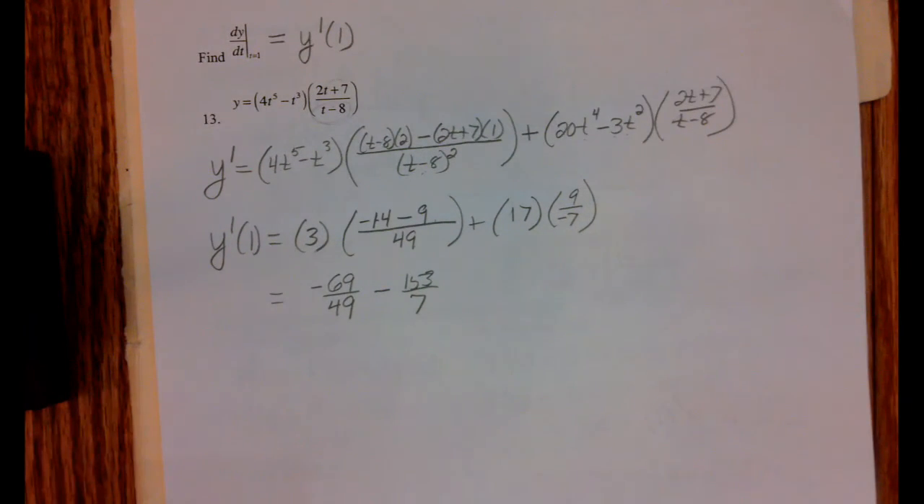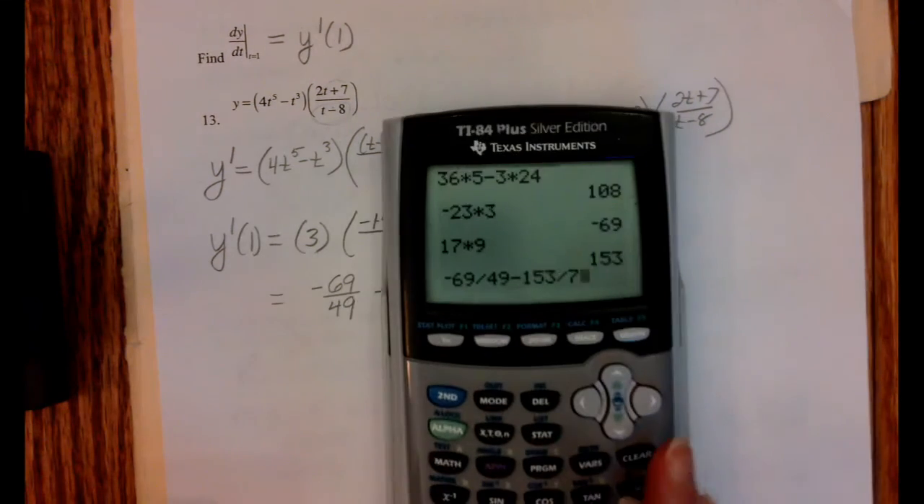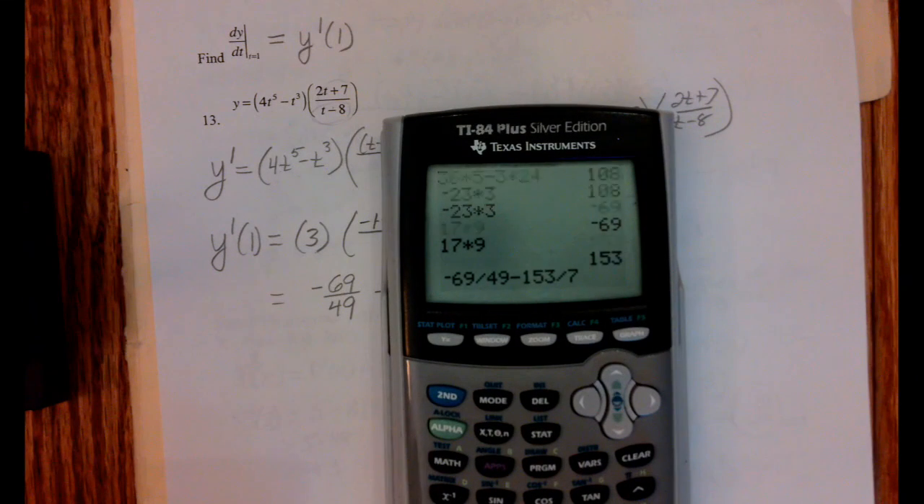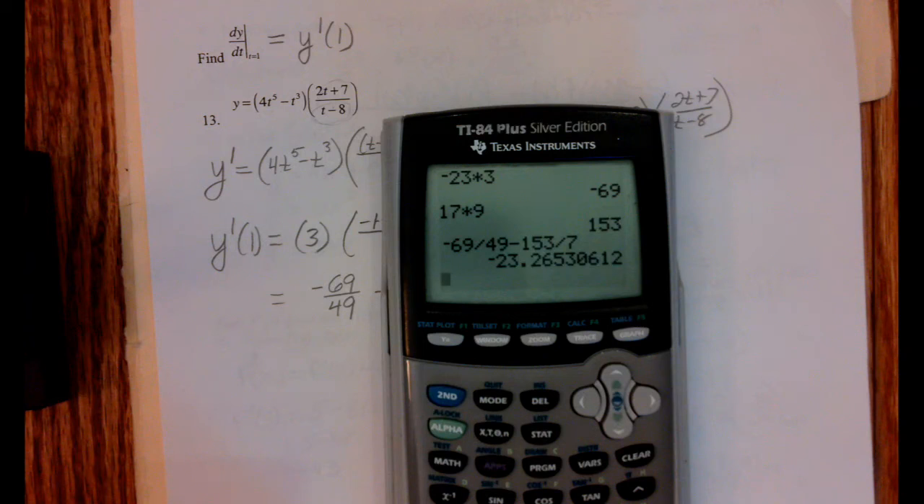And at this point, we'll grab our graphing calculators. You could have grabbed the graphing calculator for the first part as well and just done the whole thing with the graphing calculator, and you would have been okay. So negative 69 divided by 49 minus 153 divided by 7. And then let me show you this. I don't know if you're aware of this feature on the graphing calculator, that's your decimal, but I'd have to round and lose accuracy. I don't want to lose accuracy in calculus.